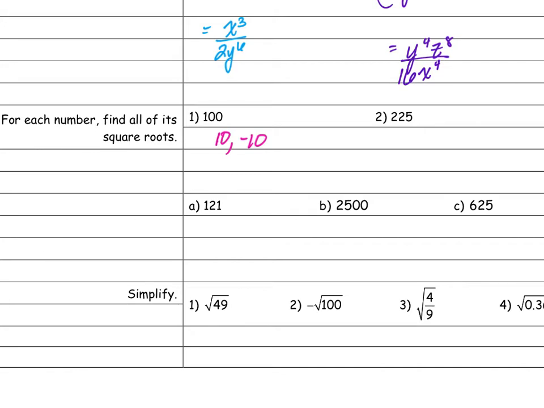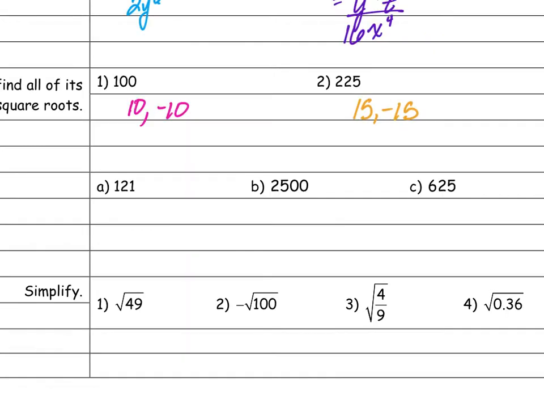Oh. Give me a second. Okay. Give you a little harder one, 225. 15. And? Negative 15. Very good. 15 and negative 15. Perfect. Now it's your turn. And? Negative 11. Thank you. 11 and negative 11.